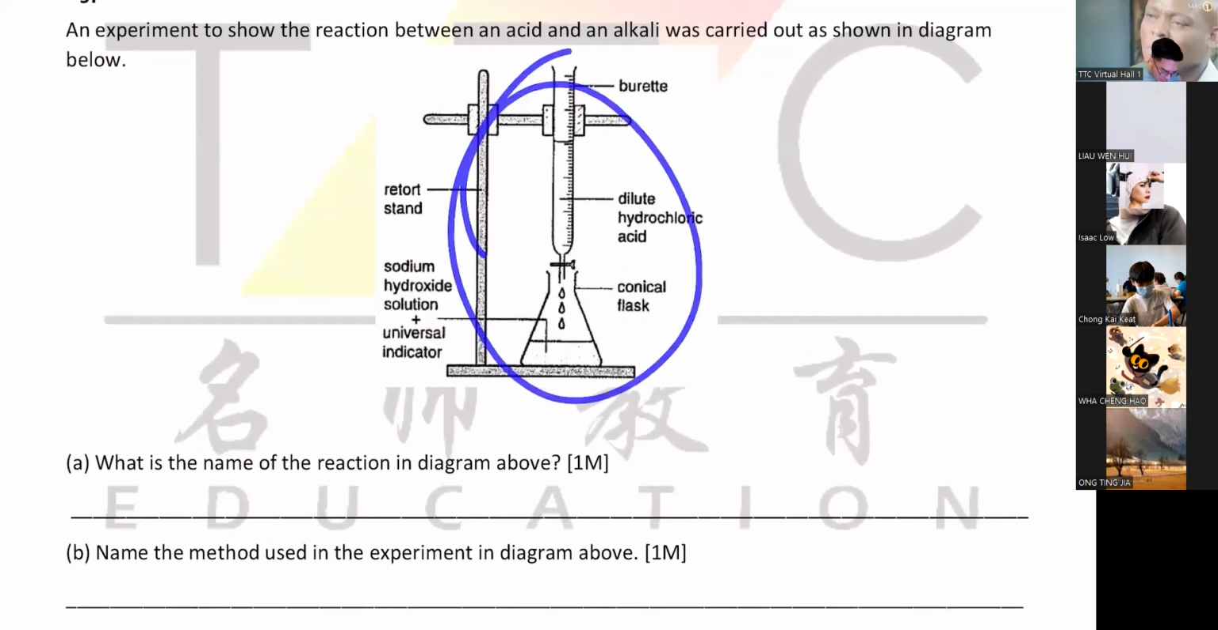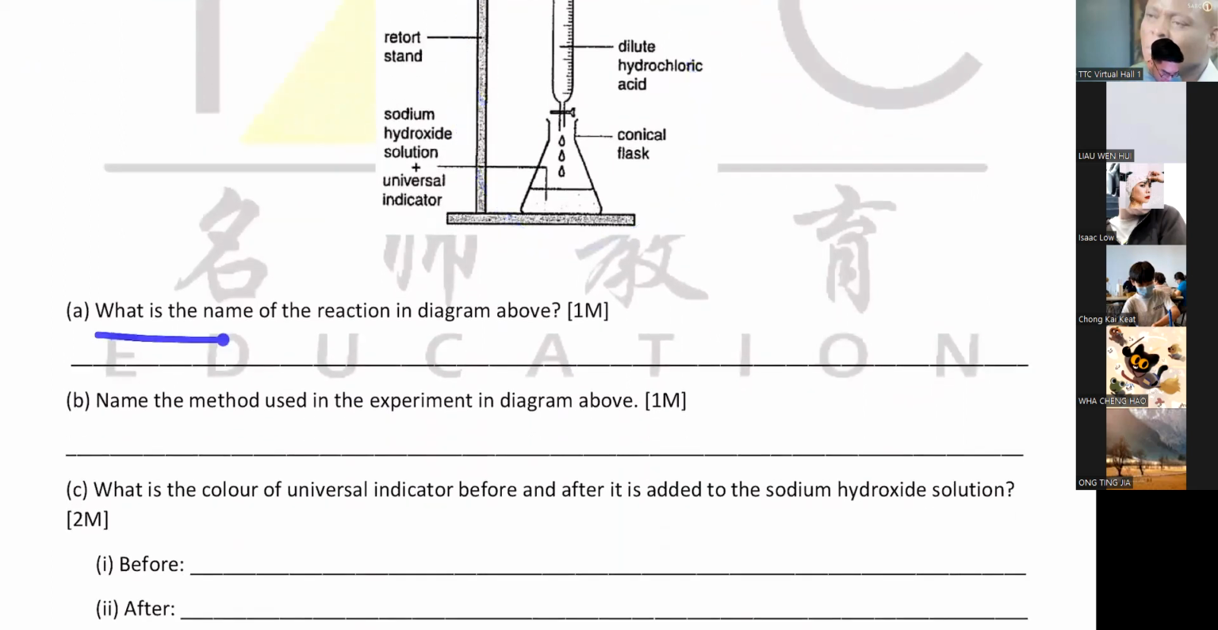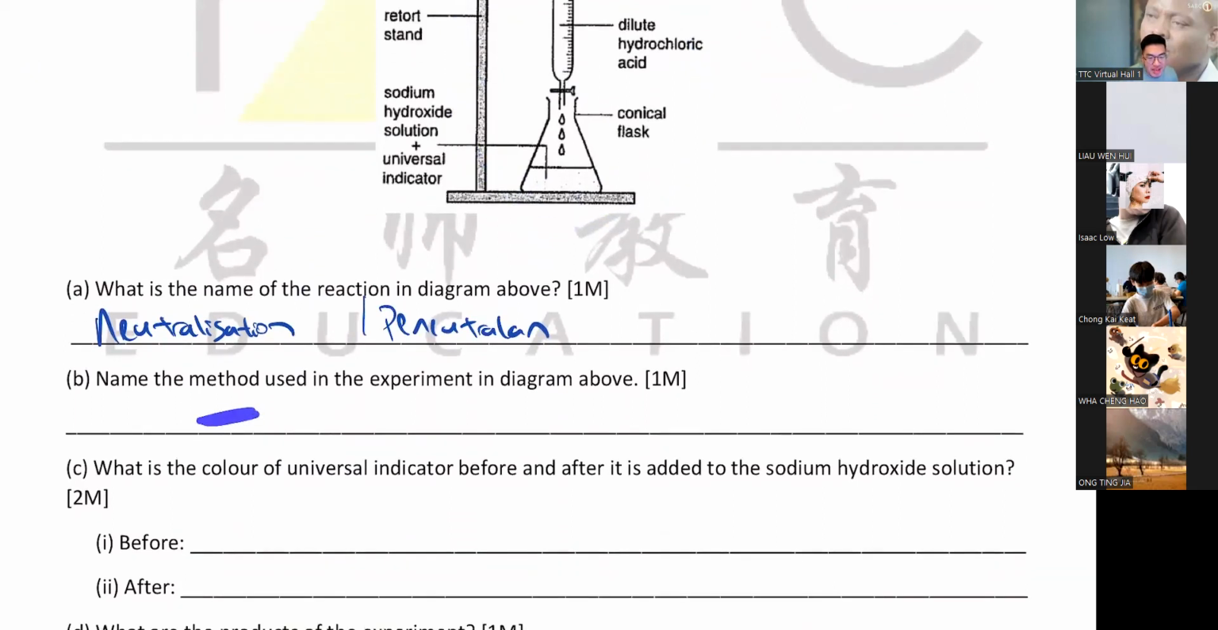Okay, so next, number 9. This is the experiment we do. What is the name of the reaction? Now, what is this reaction? This is your neutralization. Told you already. If they're asking for the method, the cara, what's your method? This method is called titration. Pentitratan. That's titration.